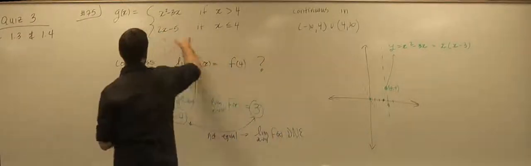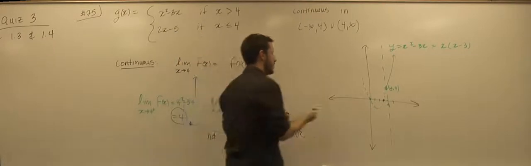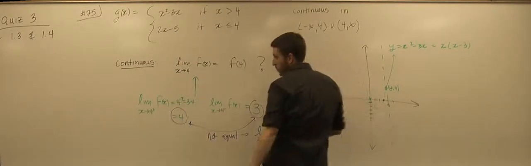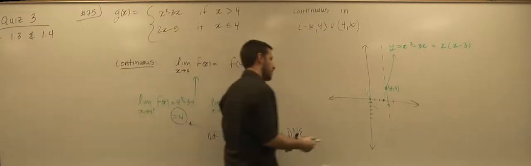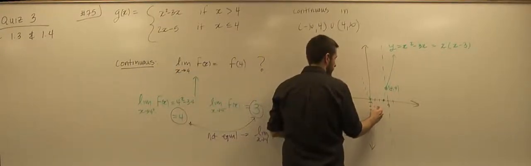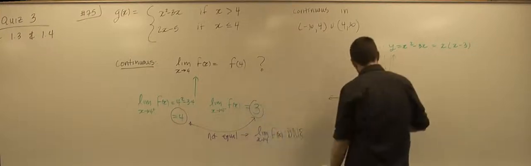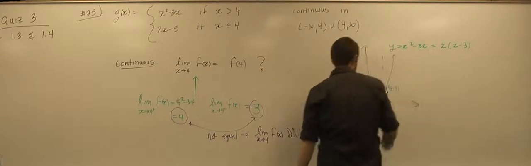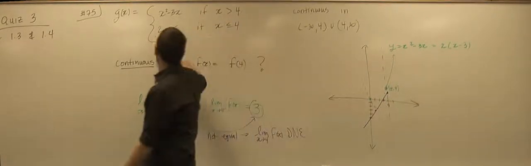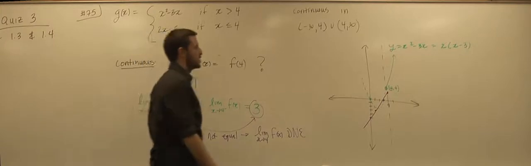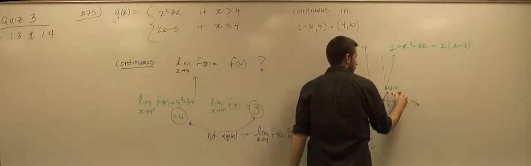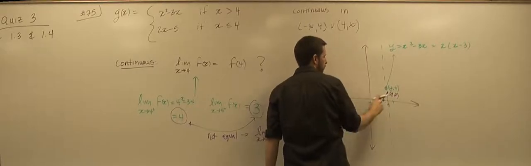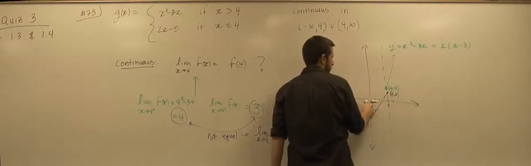On the other side, you have the line 2x minus 5, which means you go down 5. 1, 2, 3, 4, 5. And you draw a line with slope 2, so up 2 over 1. Let's see where this guy lands. And we know if we plug in 4 here, we get 3. So this guy lands at 4. There's a sort of pictorial reason why this function is not continuous.